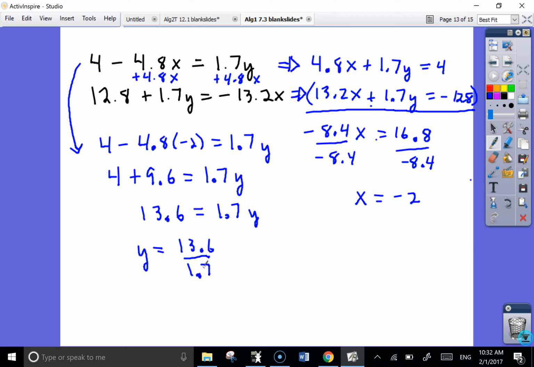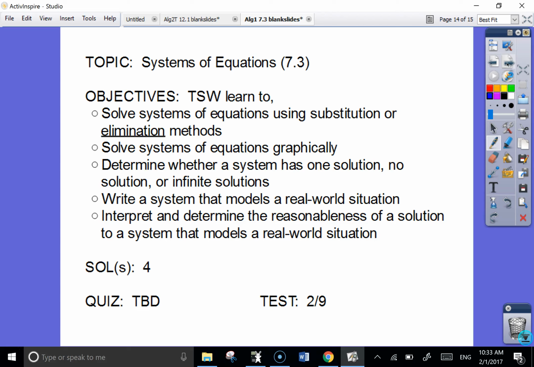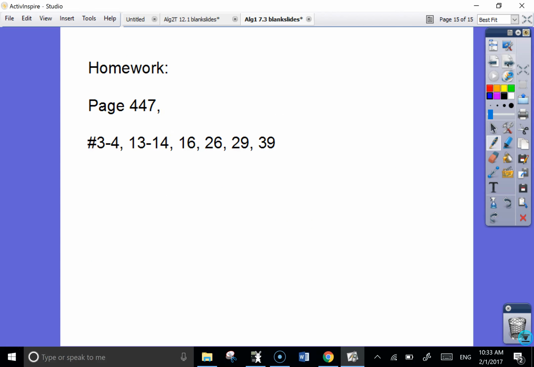Let's do the math on that. That should be, it goes in 8 times. So the solution is negative 2, comma 8. And that is the end. And that is the homework.